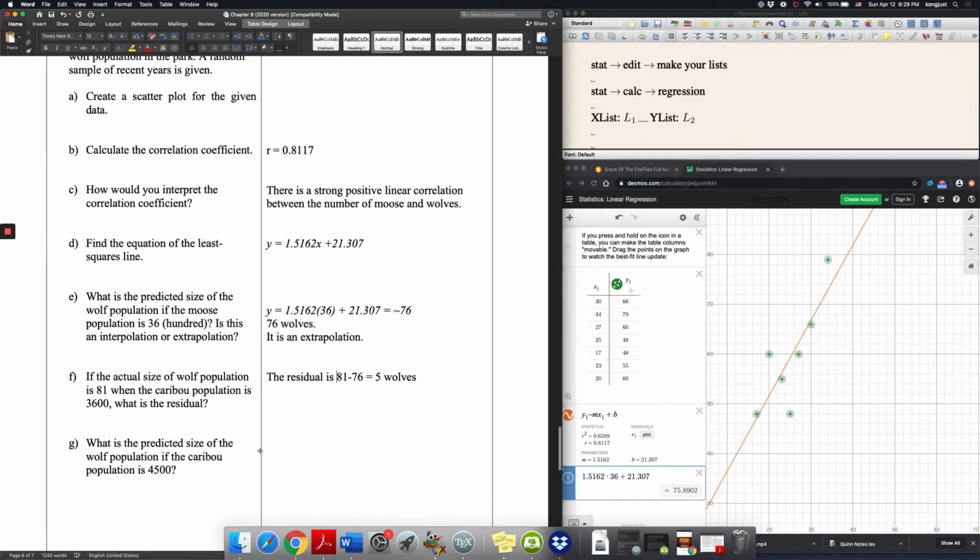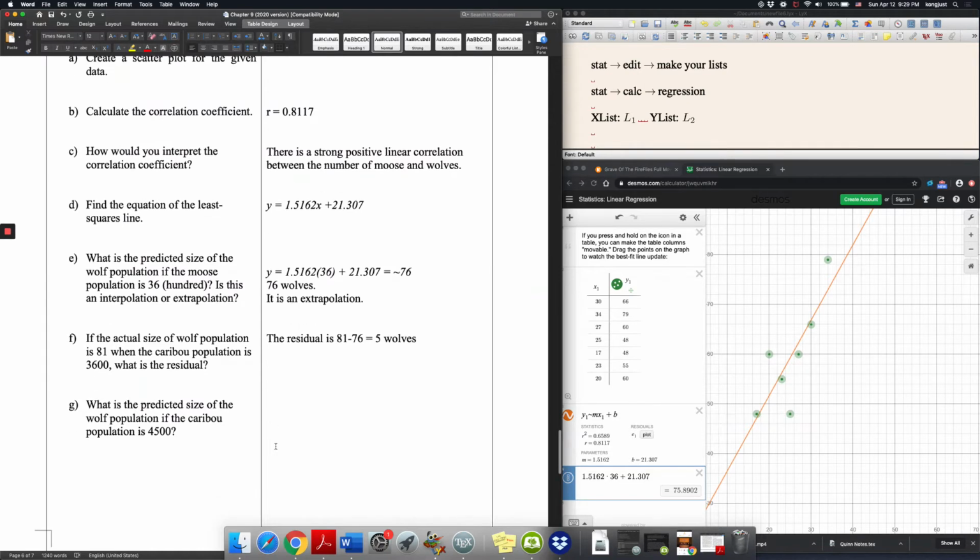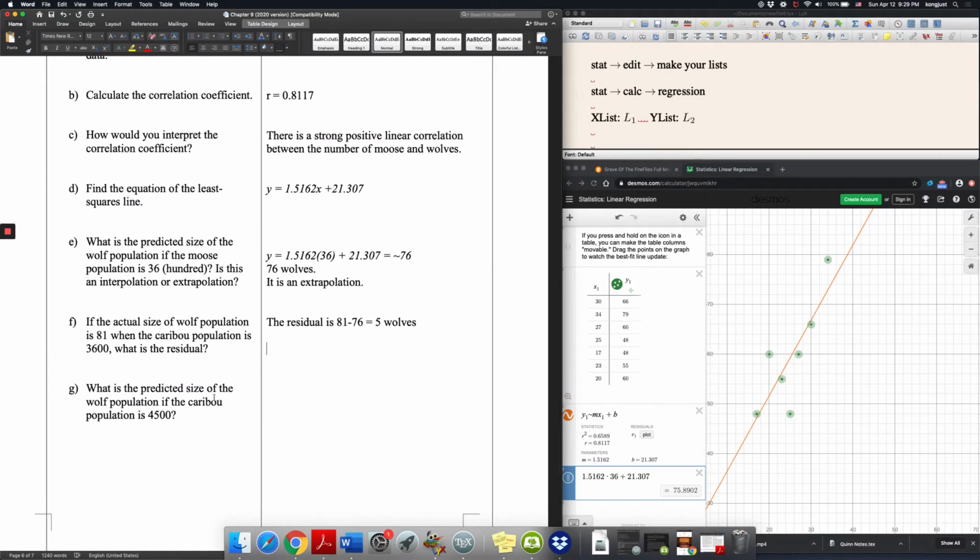Alright, what is the predicted size of the wolf population if the caribou... Oh, sorry, this is again a mistake. This should be moose. I changed it around from caribou to moose, which is kind of unnecessary. I could have just kept the caribou, but whatever. I know there are moose in Yellowstone. I'm not sure about caribou. Is it the same thing? Never mind. Okay, what's the predicted size?